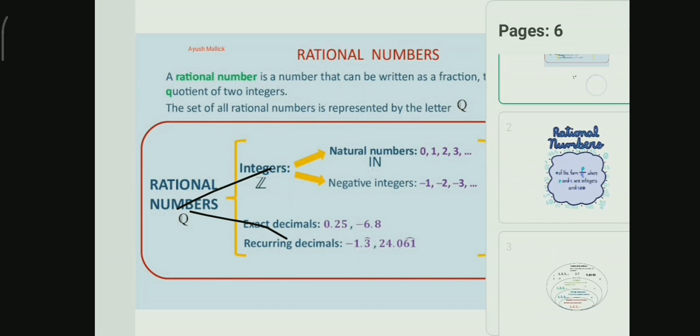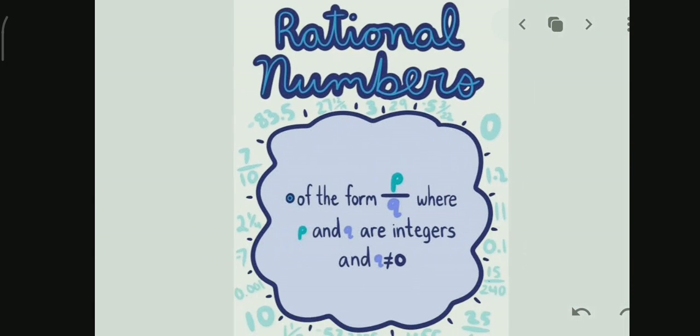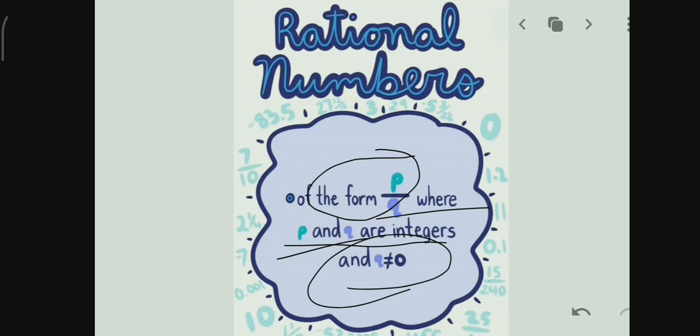Now, next to the second slide, as I said, rational numbers can be written in the form of p by q, where p and q are integers, and q is not equal to 0. This thing you should keep in your mind.